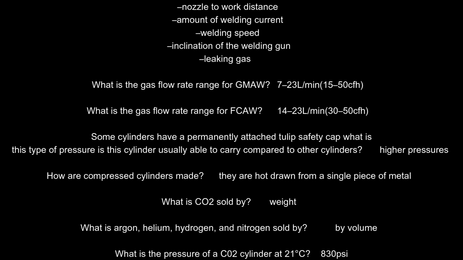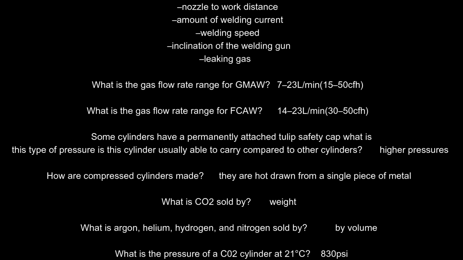How are compressed cylinders made? They are hot drawn from a single piece of metal. What is CO2 sold by? Weight. What are argon, helium, hydrogen, and nitrogen sold by? By volume. What is the pressure of a CO2 cylinder at 21 degrees Celsius?